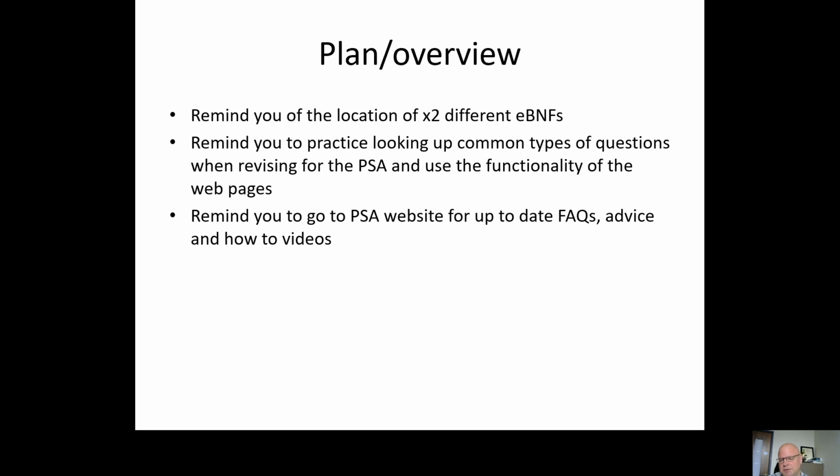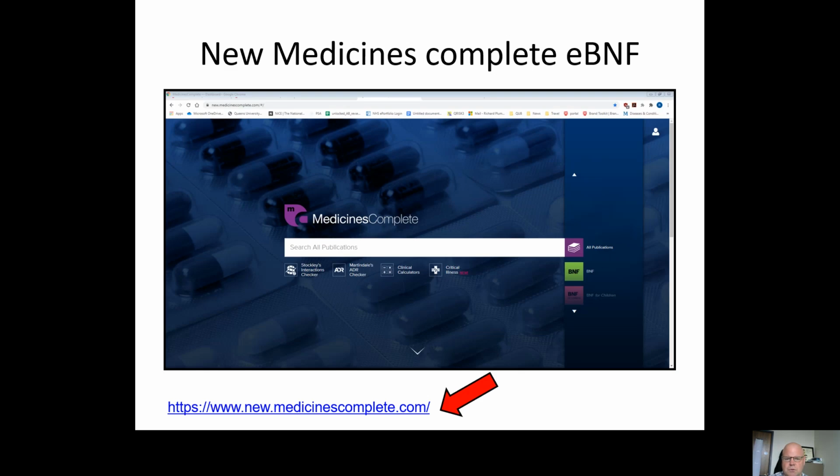I'm just going to remind you about the location of the two different eBNFs, remind you to practice looking up common types of questions arising in the PSA, and I'll show you some of the useful functionality of the current two types of eBNF. Also at the end, I'll remind you to go to the PSA website itself, as they have a list of FAQs and advice videos on the different items that come up on the PSA and how best to approach those.